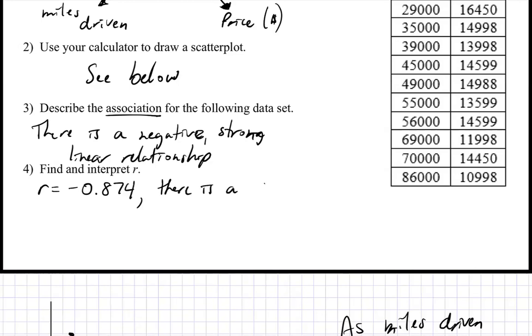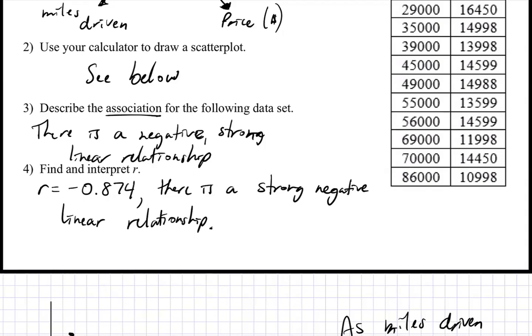There is a strong negative linear relationship. So honestly, it's just looking at the number line and figuring out where does it fall. The number line will give you strong negative, strong positive, moderate positive, weak negative, and you just have to add linear relationship.